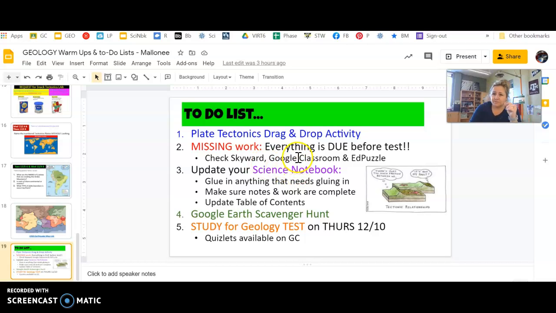Check Google Classroom with your to-do list. Right? I may have sent something back to you to fix or finish and maybe sent comments. You need to read them. And just double check that all your Edpuzzles are done.